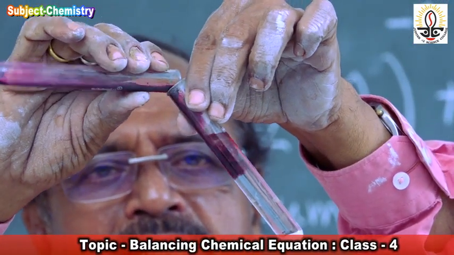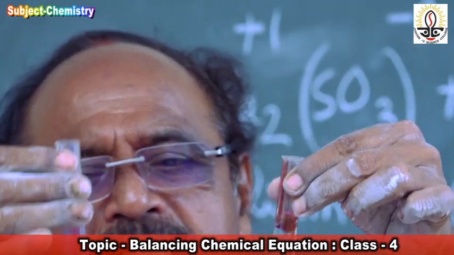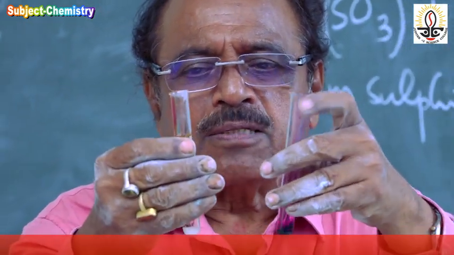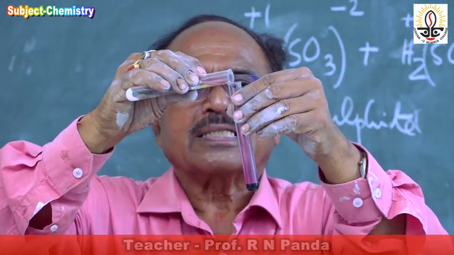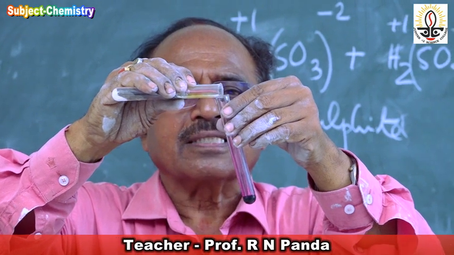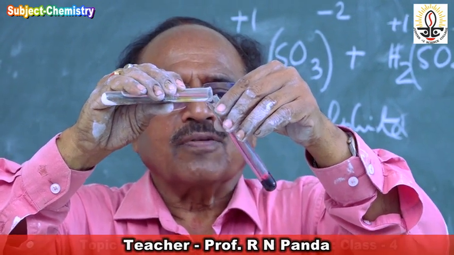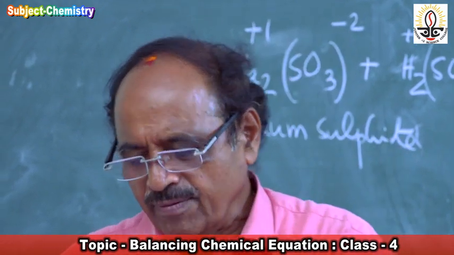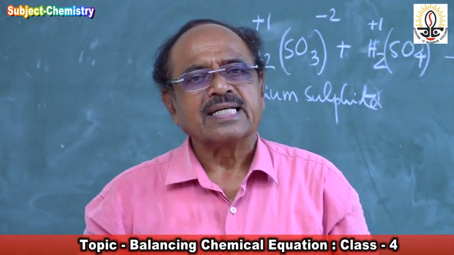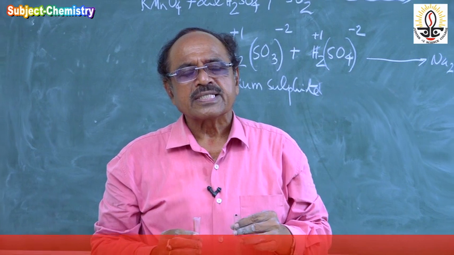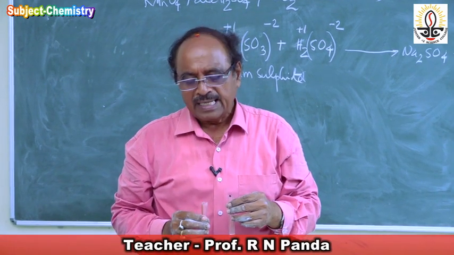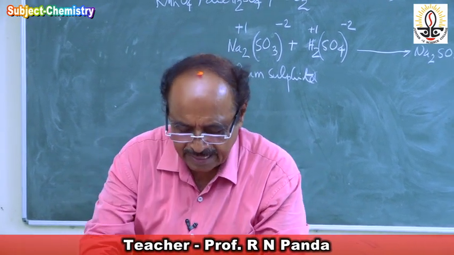So this is the way: if you add this potassium permanganate solution to sulfur dioxide, it will become immediately colorless. It will lose its color. So sulfur dioxide reduces acidified potassium permanganate, hence the pink color changes.